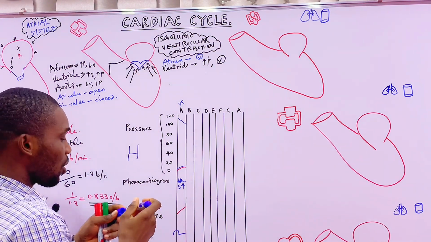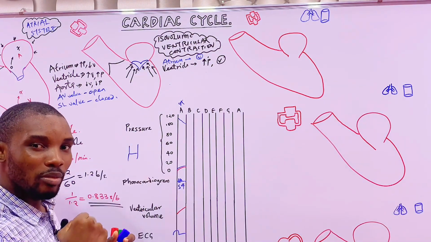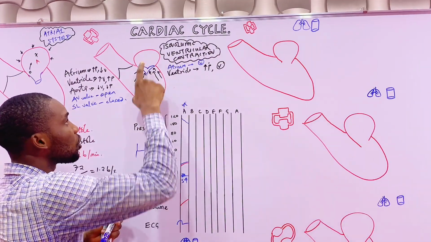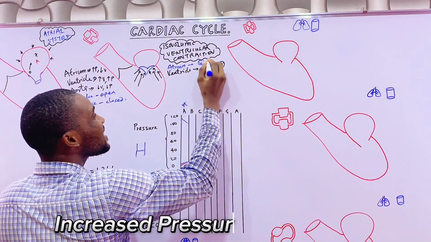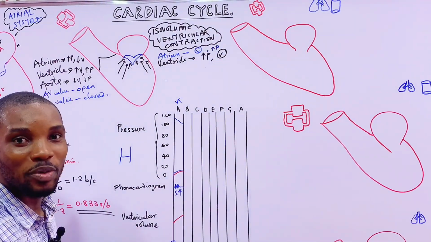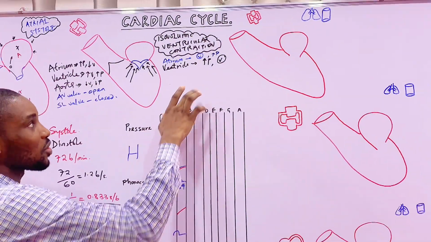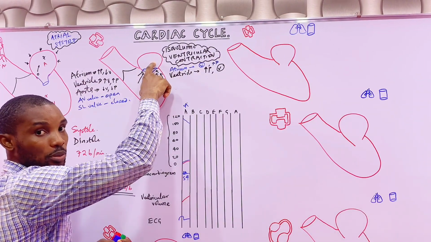So what happens when you squeeze the atrium a little, like when you just budge the atrium a little? The pressure in the atrium would increase a little, just slightly. Slight increase in what? Pressure, all right? I'll tell you what this wave is called, but let's just continue. Slight increase in what? Pressure in the atrium, all right?